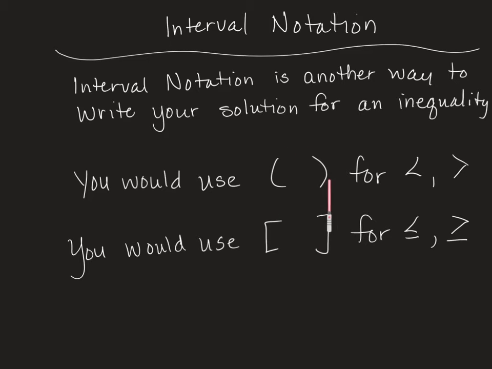When we use parentheses, it's going to be for less than or greater than. We're going to use the brackets when it's less than or equal to, greater than or equal to. The order in which we do this would be: least amount would be on your left, largest amount would be on the right.